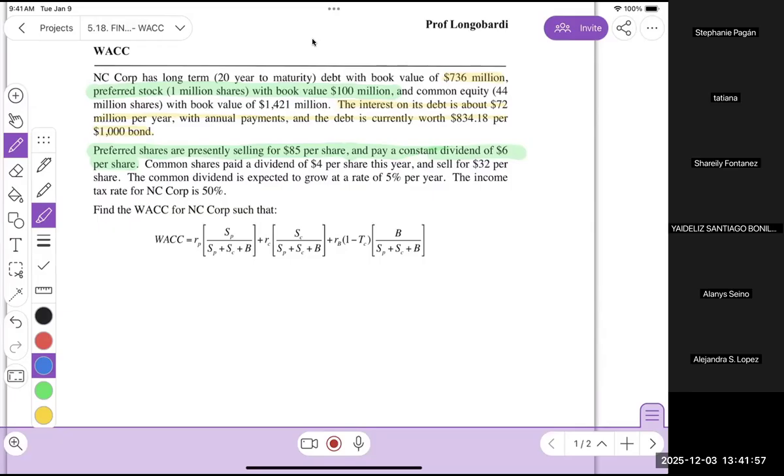Okay, so common equity, 44 million shares with book value of 1,421 million. In other words, 1,421,000,000. Common shares paid a dividend this year and sell for $30 per share. The common dividend is expected to grow at a constant rate of 5%. There you go. So all the blue. Can I give you a minute to try that without me?